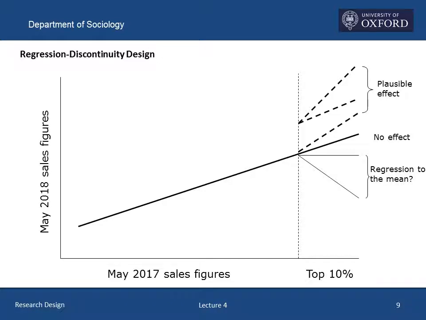What we conclude in a case like this depends on how things turn out. The slope describes the relationship between the 2017 sales figures and the 2018 figures. We are interested in what happens to that slope for those in the top 10% of the 2017 distribution.